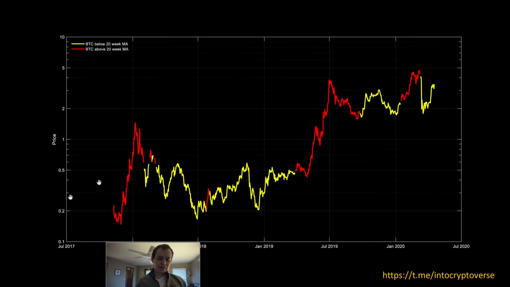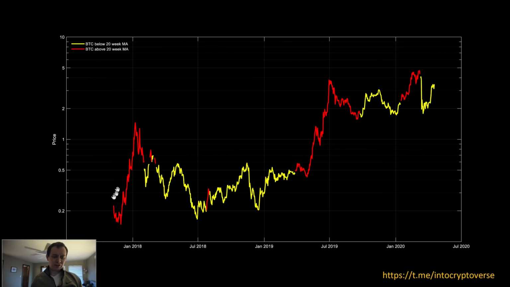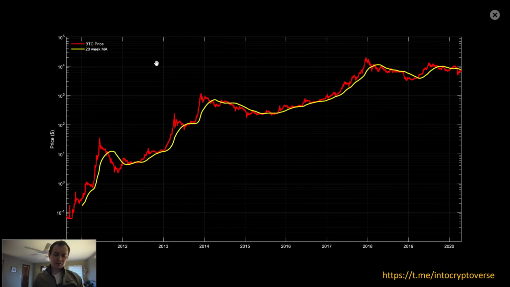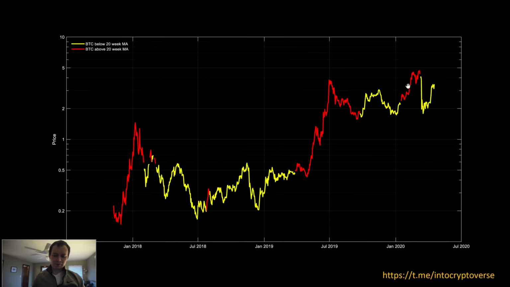Now, the reason why this is interesting is because here we're just going to show what this chart is showing. It's showing the price of Link, but it's color coded. If you see it red, that was when Bitcoin was above the 20-week moving average. If it's yellow, it's when Bitcoin was below the 20-week moving average. So again, if you go back to this chart, when Bitcoin's above the 20-week, it tends to be more in a bull market. Where it's below the 20-week, it tends to be in a bear market.